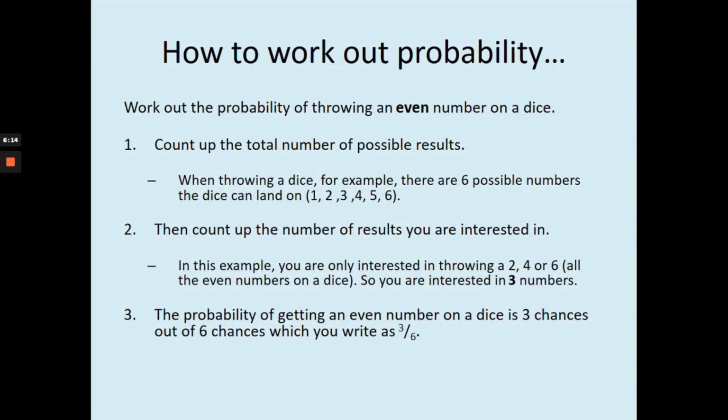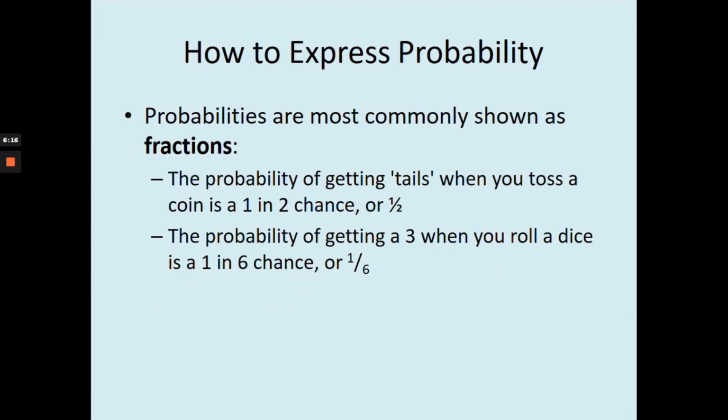There's another example for you. So the probability of getting tails when you toss a coin is 1 in 2. There is 1 tails and 2 sides to a coin, so it'd be 1 over 2. Probability is most commonly shown as a fraction. So when you come to answer questions in exams or question papers, most probabilities will be shown as a fraction.